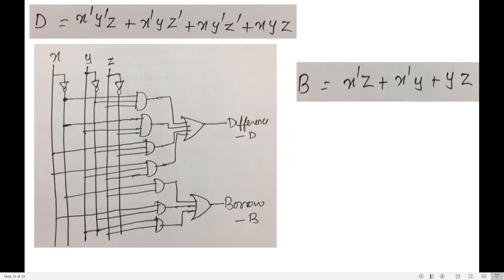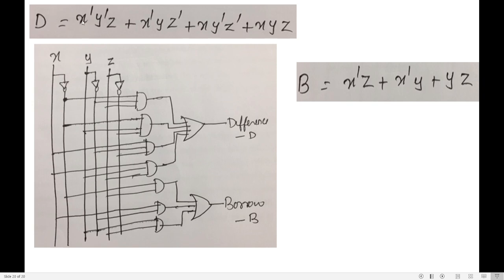Now I need to draw the logic diagram. This is the logic diagram for difference and borrow. You know there are 3 inputs X, Y, Z, and 2 outputs, difference and borrow. So what is the equation? X bar, Y bar, Z. So I need to get X bar. If I connect X to a NOT gate, I get X bar. So this is my X bar wire, this is my Y bar, and this is my Z bar.